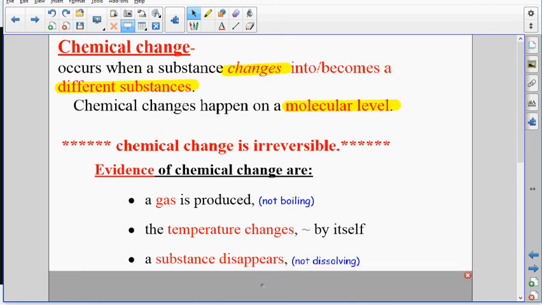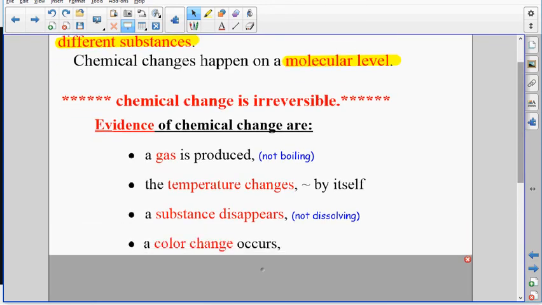A substance disappears. And again, I'm not talking about dissolving, where the salt, quote unquote, disappears in the water. So let's say you pour two liquids together and the white liquid all of a sudden just, it's like, what? Where'd it go? It's gone. What happened? A new substance is in its place.